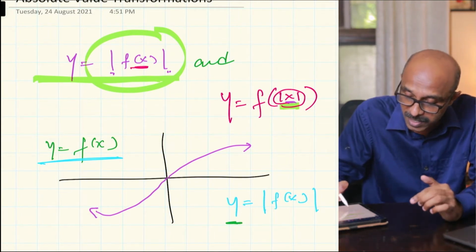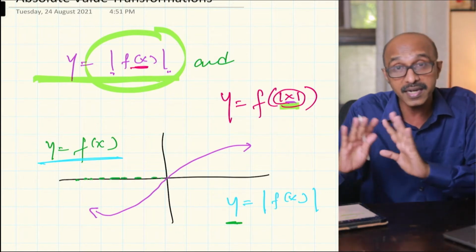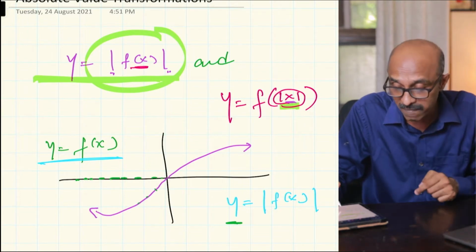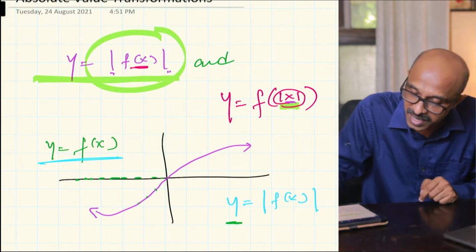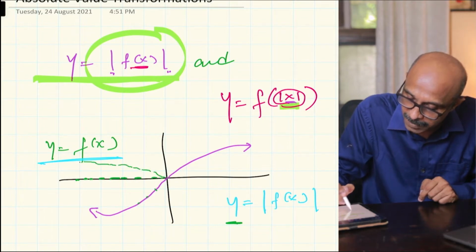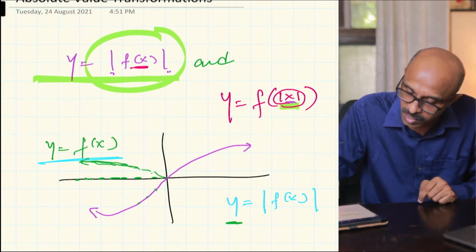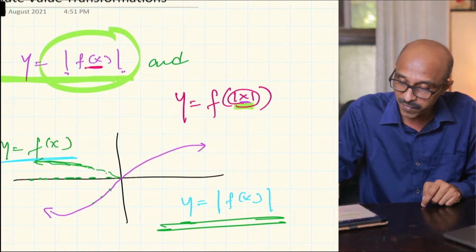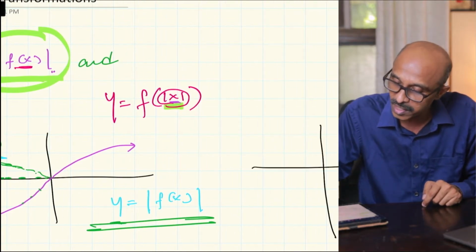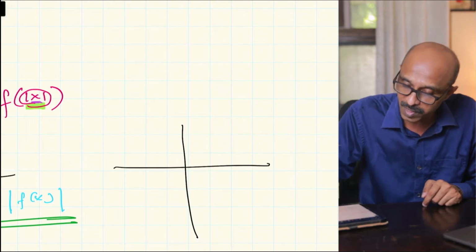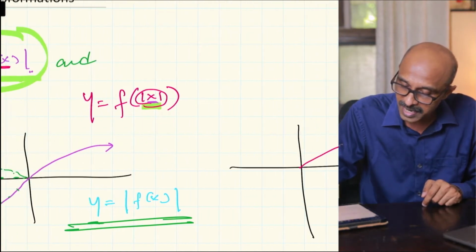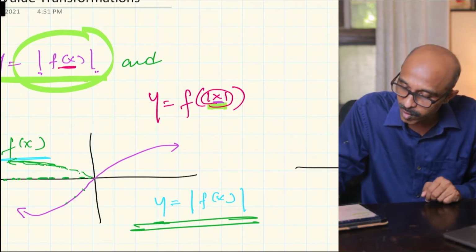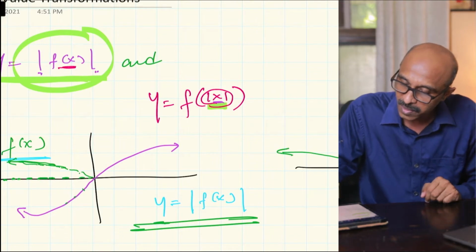So basically, the negative x values will remain negative, but the corresponding y values, wherever the y values are negative, you just have to reflect that about the x-axis. So the graph of y equals the absolute value of f of x would be something like this. The positive y values will remain as they are. The negative y values, because they were below the x-axis, get reflected about the x-axis.